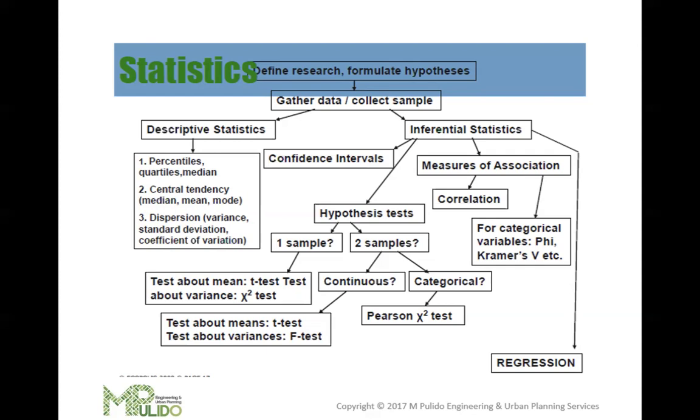Standard deviation is the square root of the variance, indicating the average distance from the mean. And coefficient of variation is the ratio of the standard deviation to the mean. Example, using standard deviation to understand how much individual test scores vary from the average score.